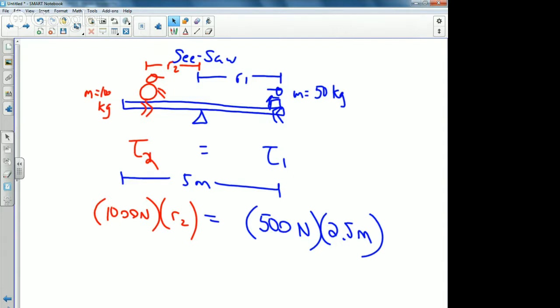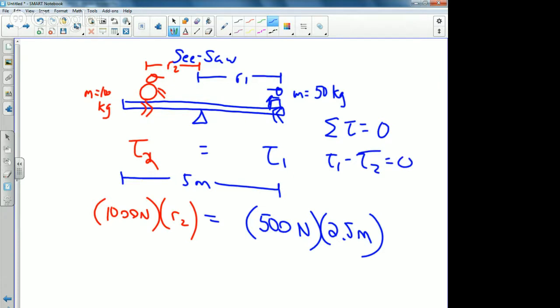All right, guys. Hopefully you understand that because sigma torque is equal to 0, that means torque 1 minus torque 2 equals 0, which is why I set them equal to each other. And ultimately, you found that with twice the weight, he has to have half the distance, correct?